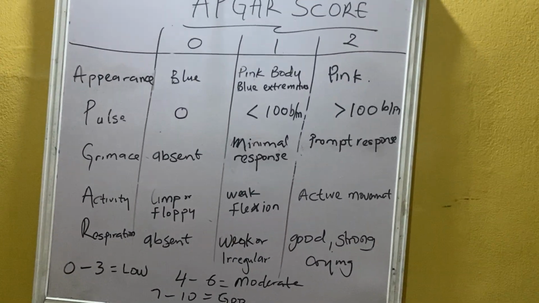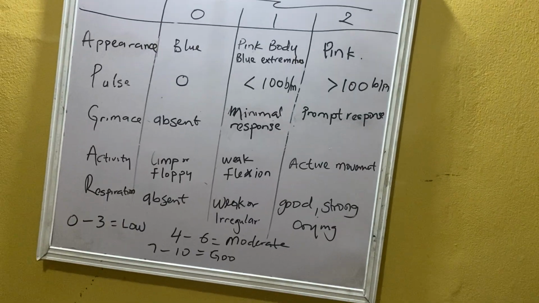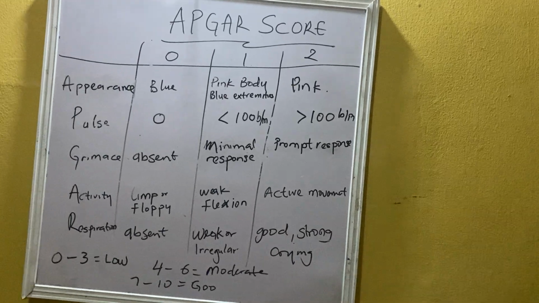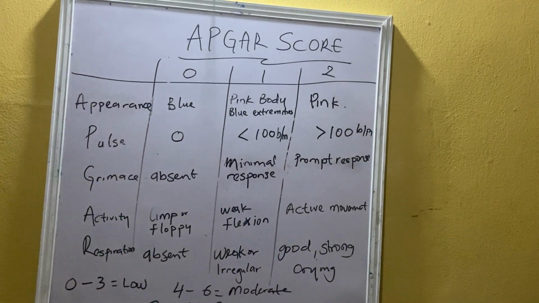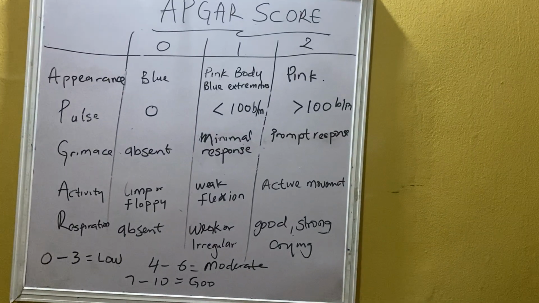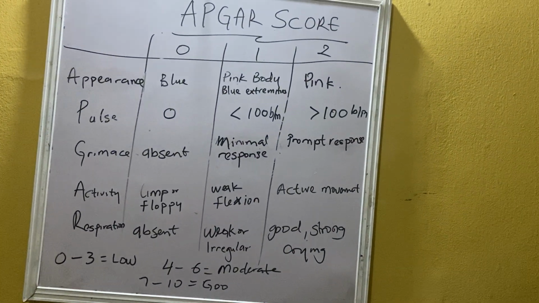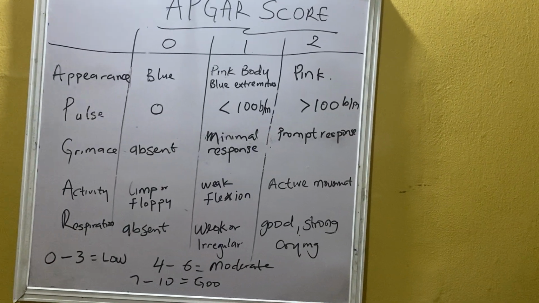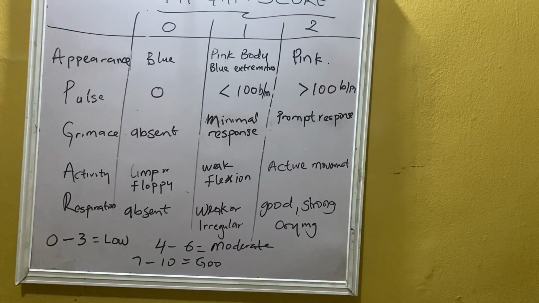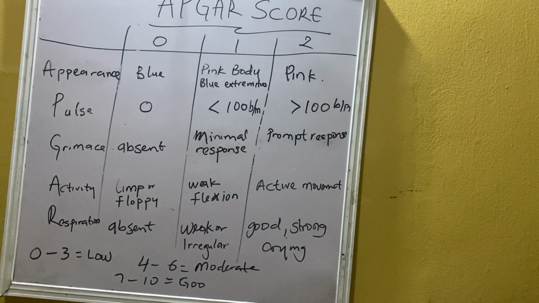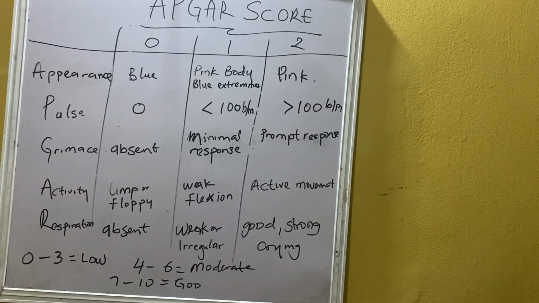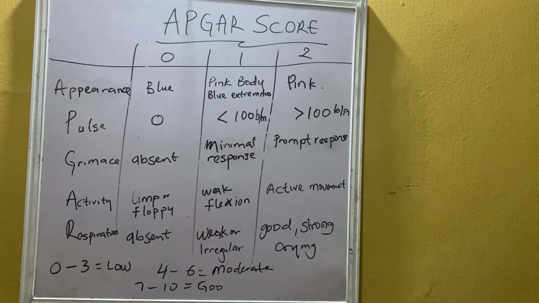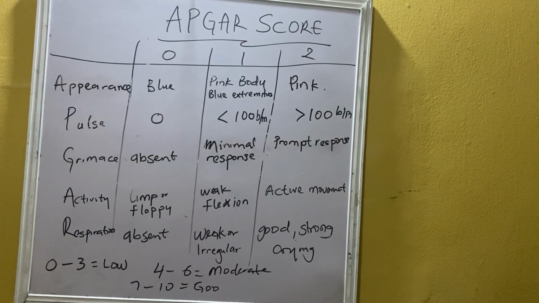And this APGAR score was developed by Dr. Virginia Apgar. So this acronym is from the name APGAR, and each letter has a meaning. A is appearance, P is pulse, G is grimace, A is activity, and R is respiration. So each letter has a meaning. Before we go into detailed questions on APGAR score, I would like to explain what it is.